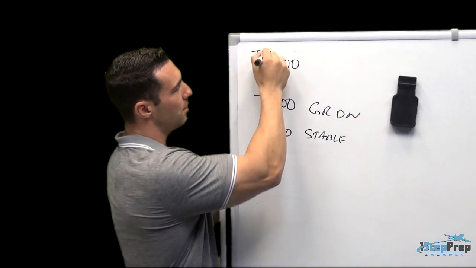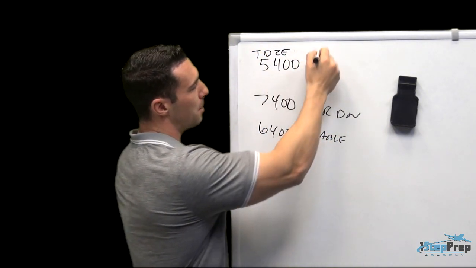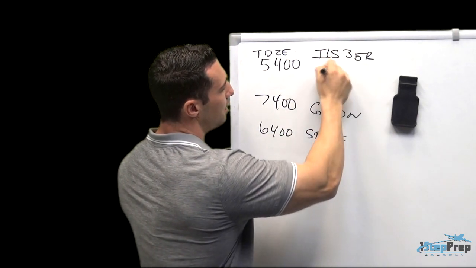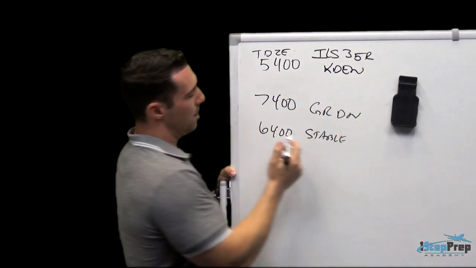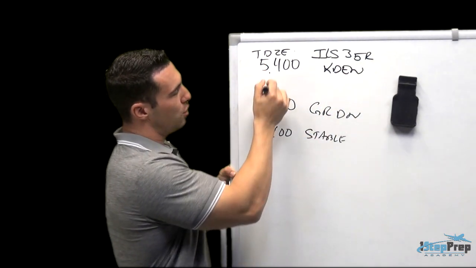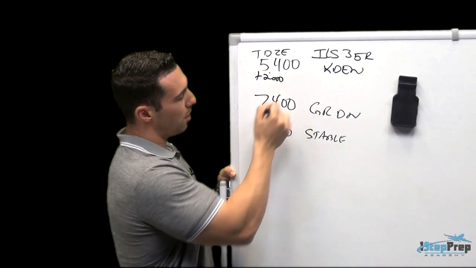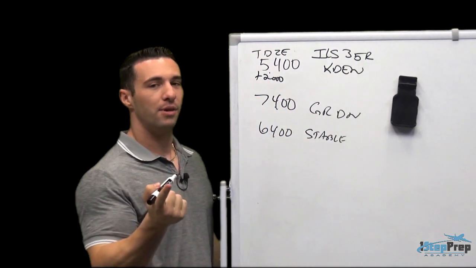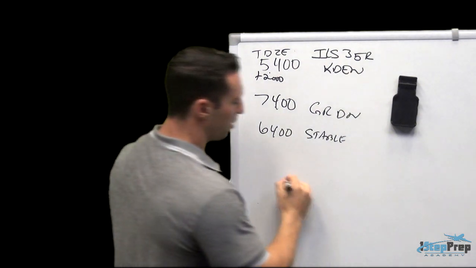So this is stable. Okay, how did I get this number? Touchdown zone elevation, round it up. Remember, this is ILS. I'm looking at 35 right in Denver here. So that number plus 2,000 got me to my 7,400. That number plus 1,000 got me to my stable by.